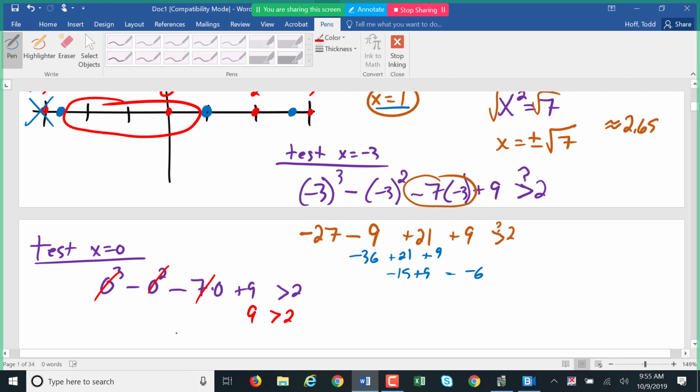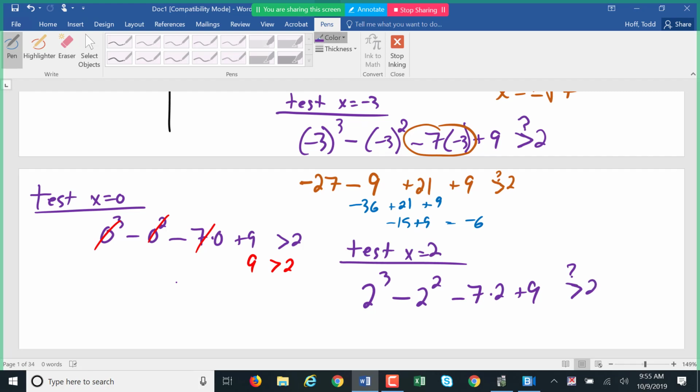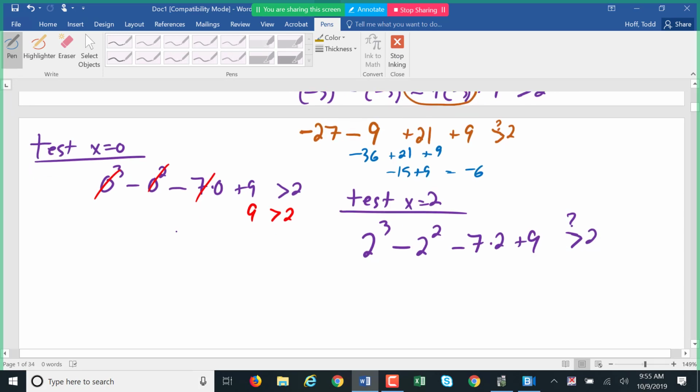Next, we're going to test the 2 here between the positive 1 and the positive square root of 7. So test x equals 2. That's going to be 2 to the third power minus 2 squared minus 7 times 2 plus 9. We're going to test to see if that is greater than 2. Well, 2 to the third is 8. Minus 2 squared is 4. Minus 7 times 2 is 14 and plus 9.